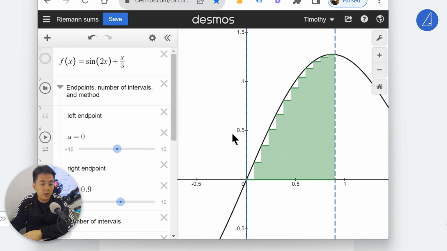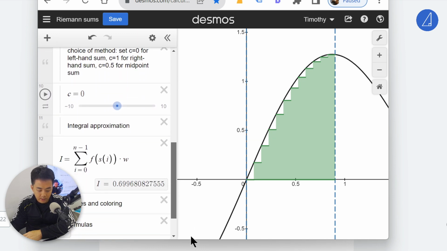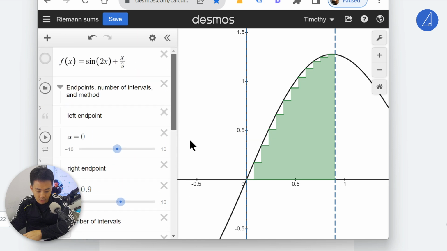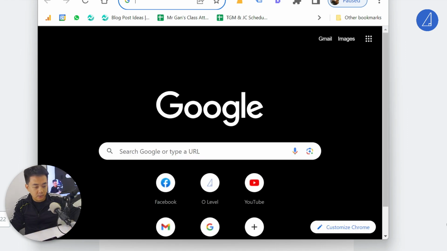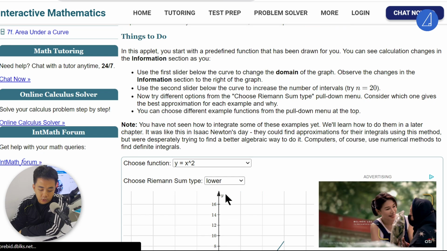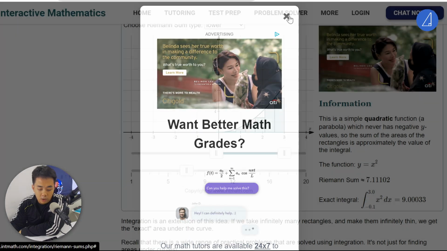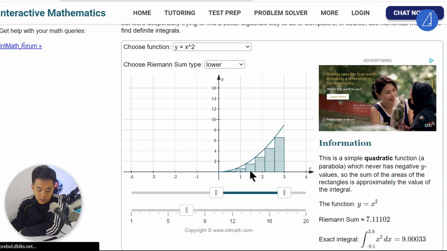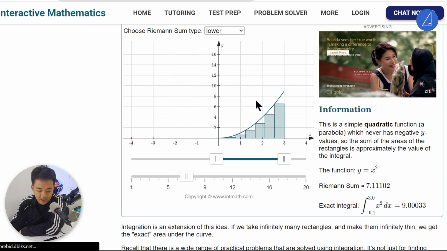So there's one way to draw. Left endpoints, okay, great. So I think I'll use another one. For Riemann sum, you must understand there are a few ways of drawing it. Guys, you need to improve your math grade. Of course, I need to.